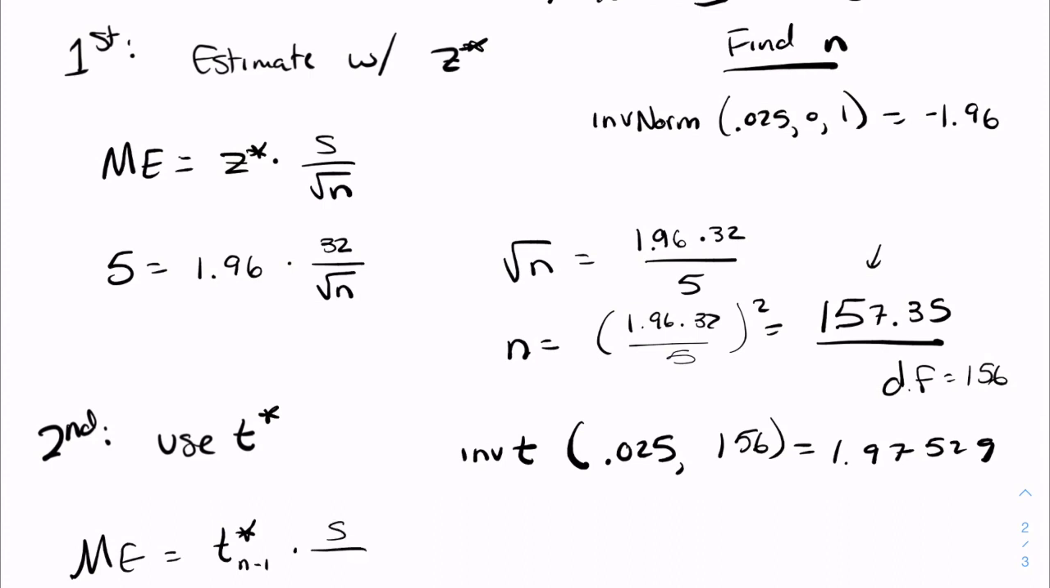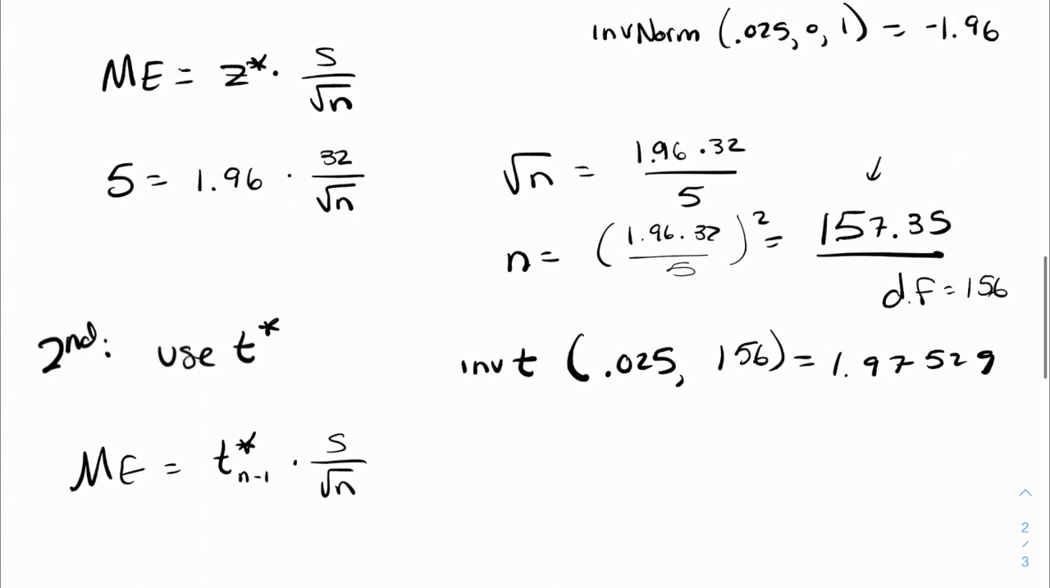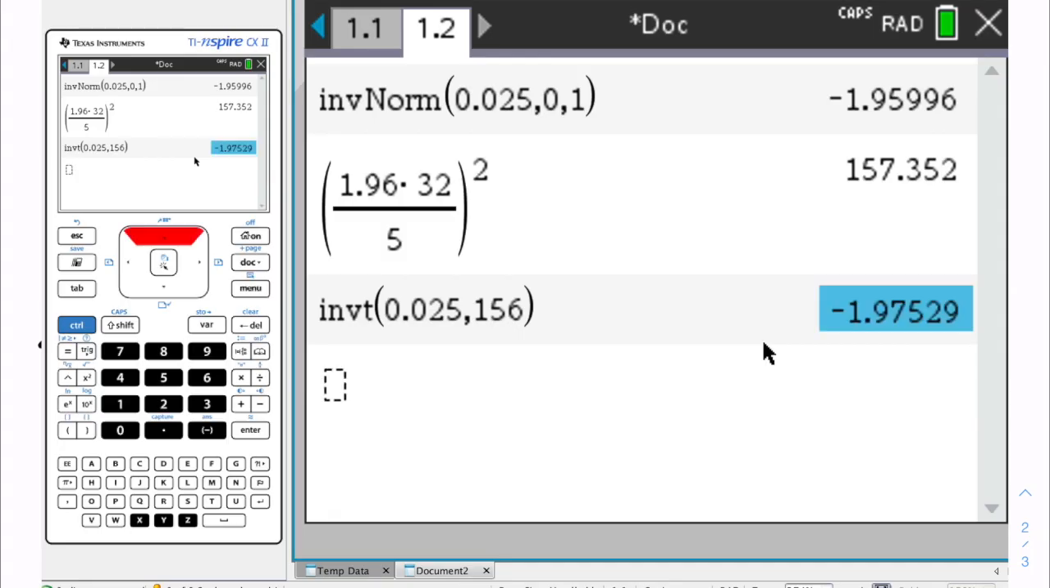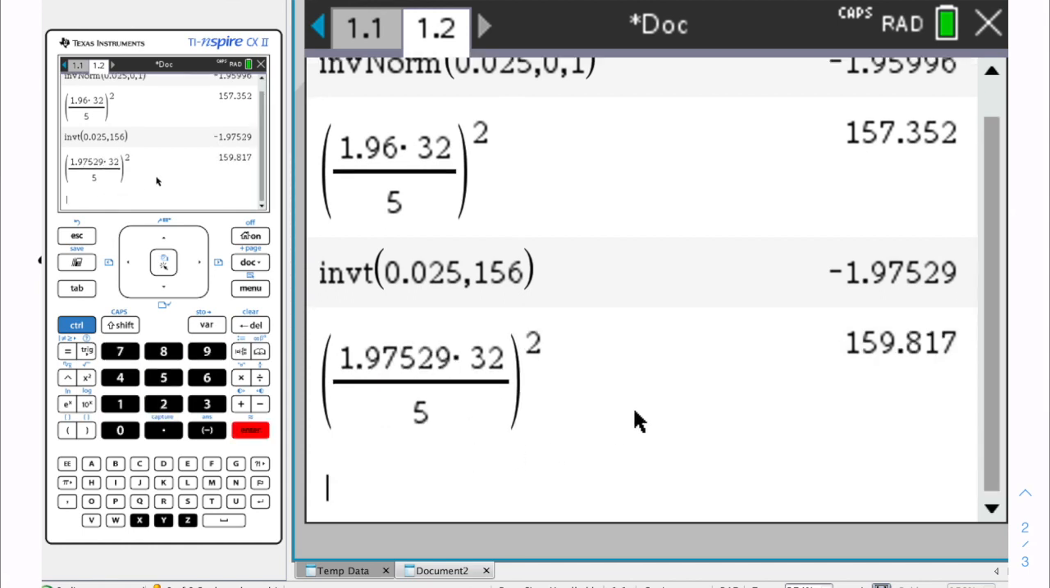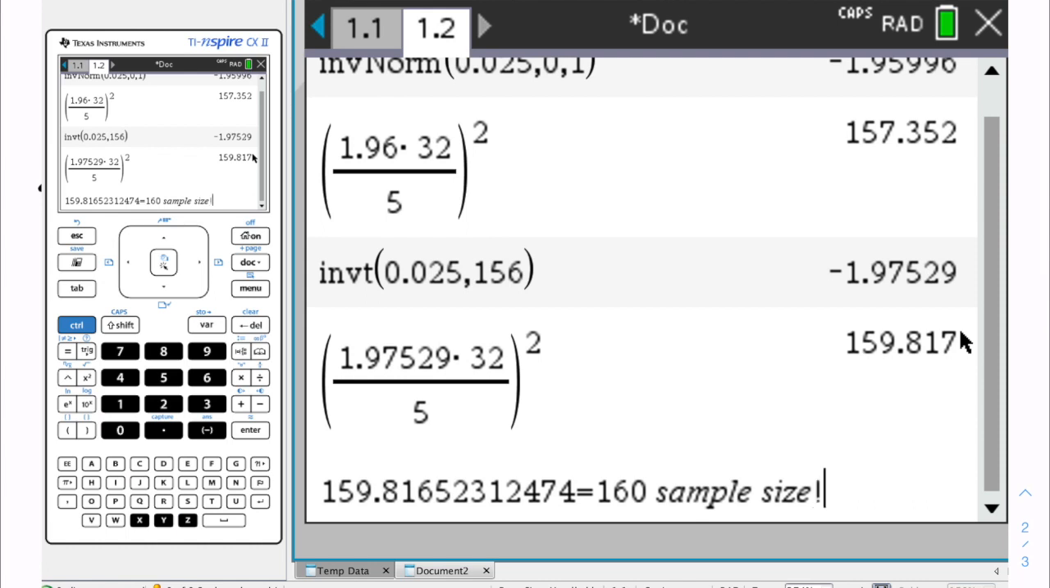times s over the square root of n. We're going to fill this in again to get a more accurate representation of what n should be. We will have 1.9752 times 32 over the square root of n. And then if we solve for n one more time, we get n equals 32 times 1.9752 over 5 squared. And that will give us a sample size of 159.817, which is about 160, a sample size of 160.